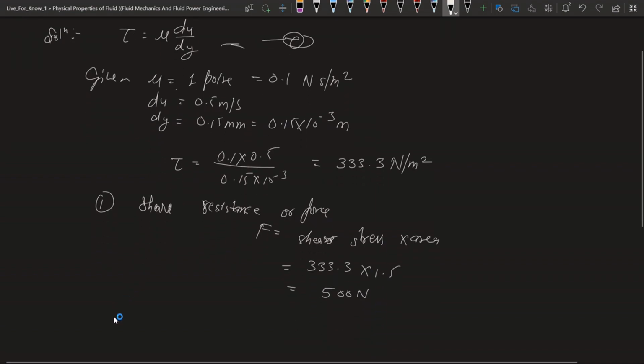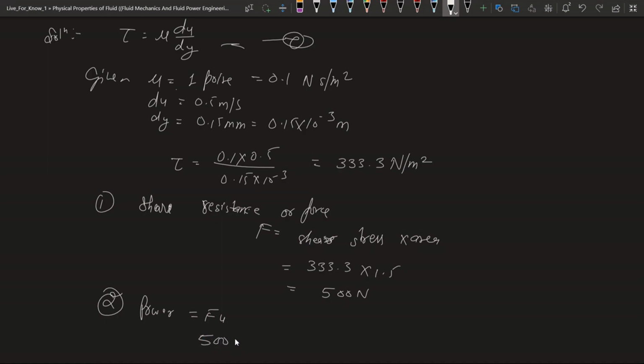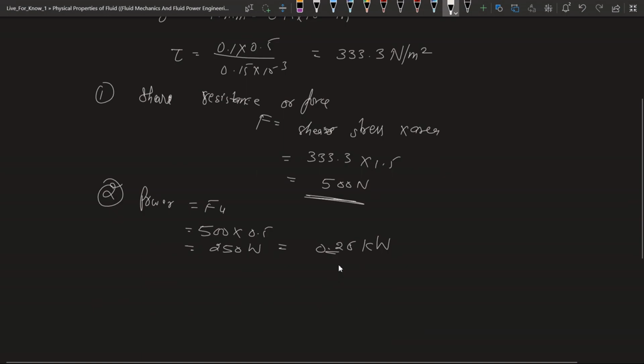And second is power. Power is equal to F into U. So what is F? F is 500, U is 0.5. So it is equal to 250 watt or 0.25 kilowatt. So this is the force, this is the power.